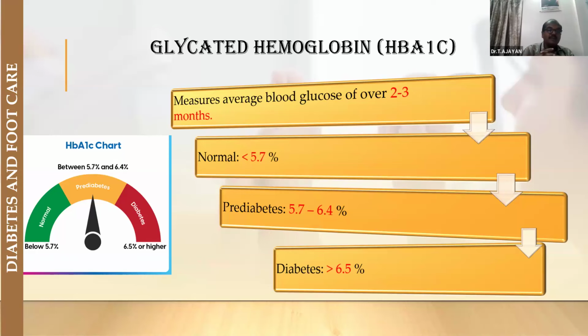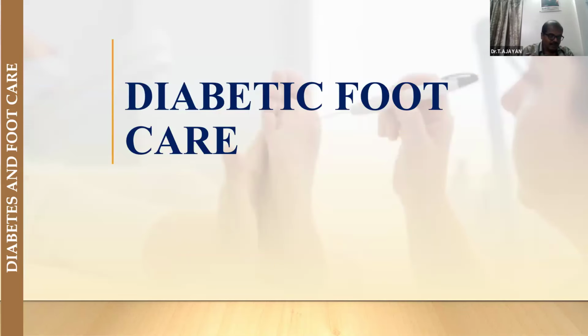Then one more value, please note that it is exceeding 6.5. If a patient is diabetic and the glycated hemoglobin level exceeds 6.8, at that time we reschedule our treatment. Rescheduling the treatment means managing that case the right way, including general management and medicinal management. That is the advantage of glycated hemoglobin and its evaluation. Next, we concentrate on diabetic foot care.